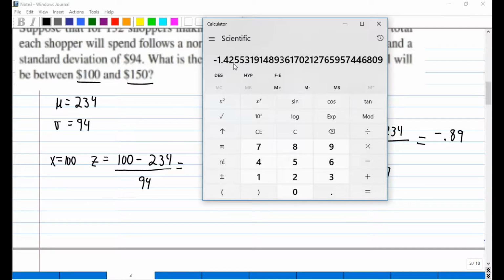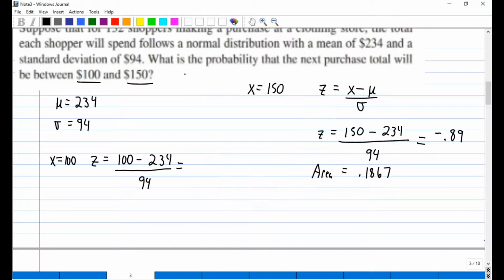And if I round that to 2 decimal places, I get negative 1.43. All right, so let's look up negative 1.43. Now remember, for the hundredths place, you're going to have to go over to the 0.03 column. All right, so I got 0.0764. Is that what everybody got? We have to be able to read these tables.